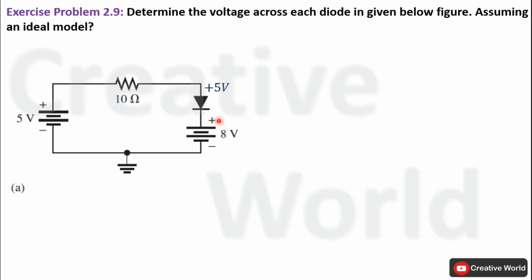So voltage across this diode will be equal to the difference of these two voltages, plus 5 volt minus 8 volt, it will become minus 3 volt. So this diode will be having minus 3 volt across it.